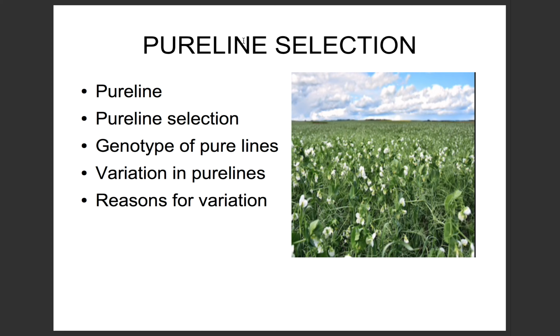fluctuations. And pure lines become genetically variable at times with time. What are the reasons? It is mainly due to either mechanical mixtures or natural hybridization or mutations. That is pure line selection. Pure lines developed by pure line selection may become genetically variable with time because of mechanical mixtures or natural hybridization or mutations.